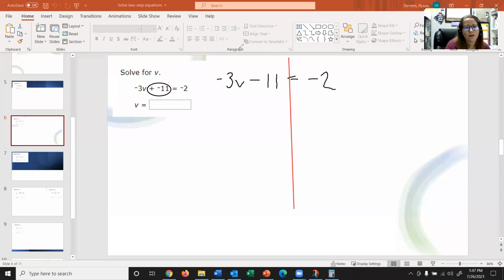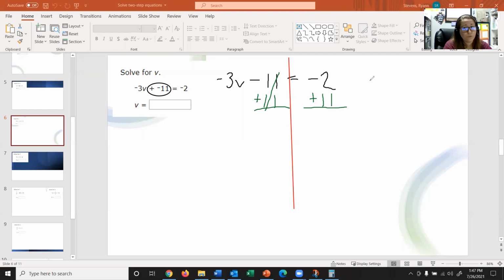We're going to start with the number that is away from the variable. So we're going to start with the negative 11. We can see we have a subtraction problem, and the inverse of this is going to be to add. We want to add 11 to cancel it out. Whatever we do to one side of the equal sign, we have to do to the other. So add 11 to both sides. This will cancel. And then negative 2 plus 11.